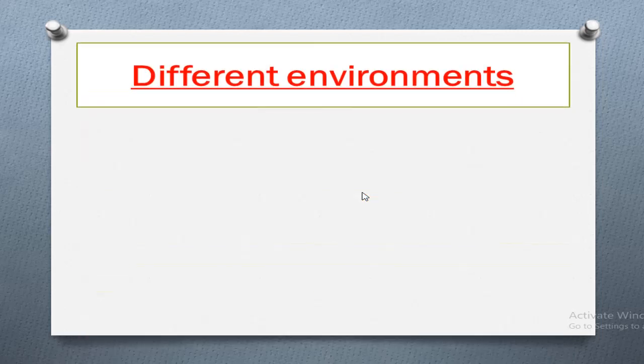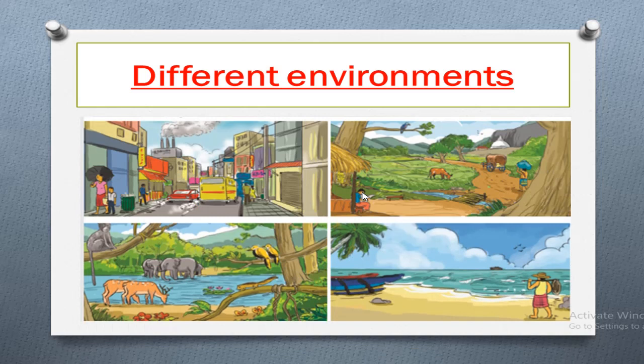Then we will go to learn about some features relevant to the different environments. Now you can see this picture. There are four features, right? And when we consider the different types of environment, the components of the different types of environments are different.